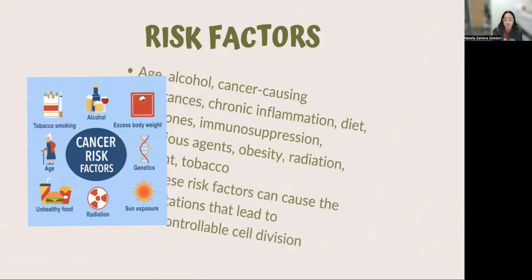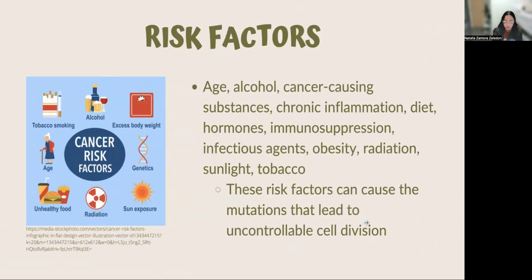So what things in our lives can end up causing those mutations in our DNA that could interrupt the instructions our cells get? Some of these risk factors are depicted on this visual on the left. This includes increased age, alcohol, cancer-causing substances, chronic inflammation, diet, hormones, immunosuppression, infectious agents, obesity, radiation, sunlight, and tobacco. These risk factors listed can cause the mutations that lead to uncontrollable division.